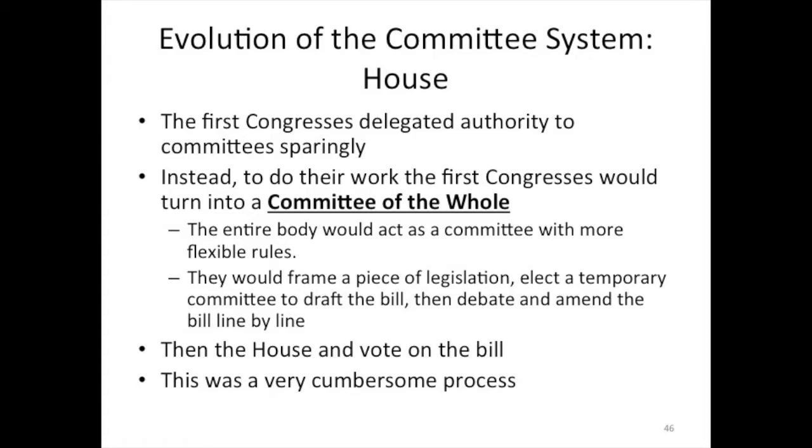There were a lot more flexible rules in that scenario. So in the committee of the whole, they would frame a piece of legislation, elect a temporary committee to draft the bill, then debate and amend the bill line by line, and the House would vote on the bill. So overall, this is a very cumbersome process because it involved a lot of people to accomplish it. And as Congress began taking up more legislation, this legislation that came from the Committee of the Whole became even more cumbersome and really not possible.